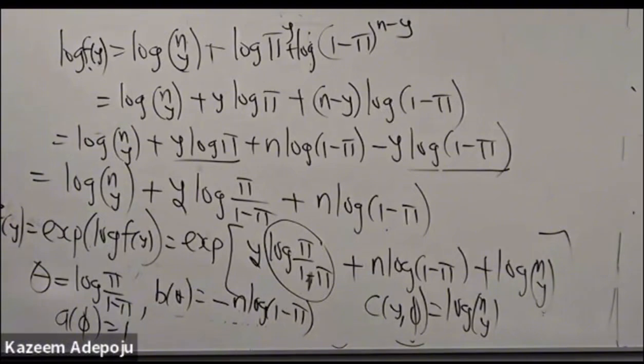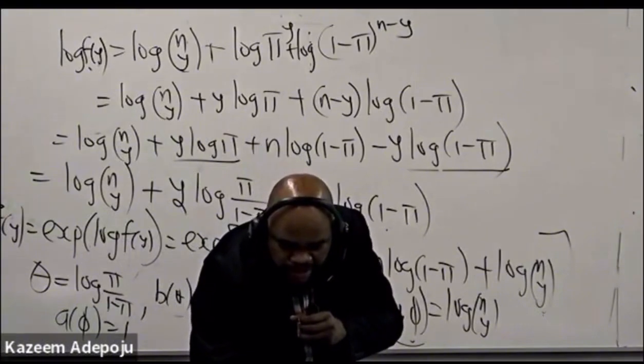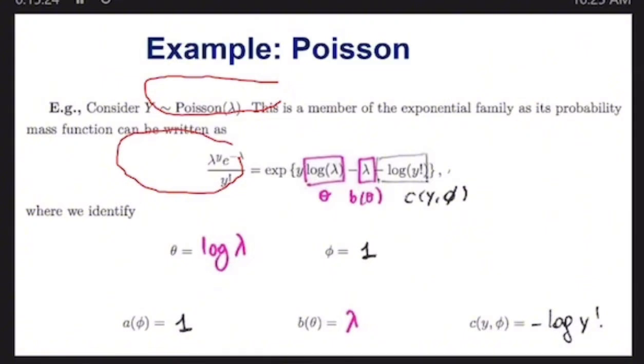Now, what we actually need is the link function. The link function is the log of the odds ratio. Now, it's the same thing with Poisson, but in the Poisson distribution, the link function is log lambda. Now, in this class, I've shown you three common members of the exponential family: the normal, the binomial, and the Poisson.